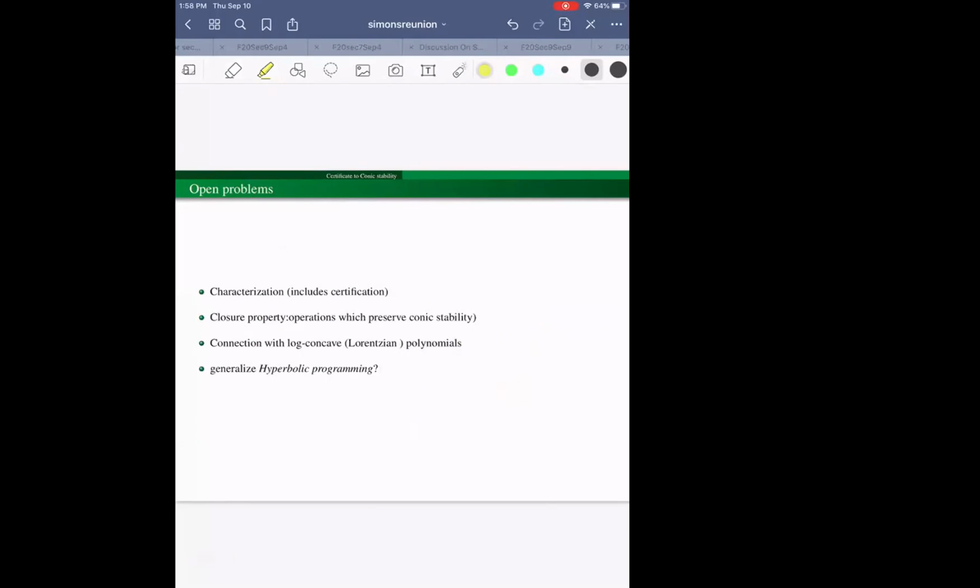And here are some open problems. Actually, this is a new topic, and there are lots of things to be done. The characterization is not yet complete. We have so far given one sufficient condition, and that too based on whether the cone and the complement of the imaginary projection have spectrahedral representations. Closure properties, meaning operations which preserve conic stability, are still open, and whether there is any connection with log-concave polynomials or not is not yet clear. We didn't get much time to work on this part.